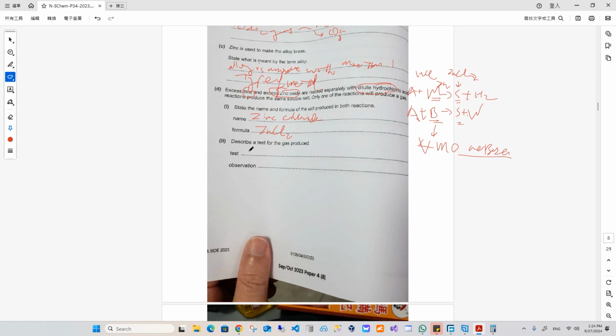Test for hydrogen is to have a burning splinter, right? Burning splinter, a pop sound. Pop sound appears, okay? A pop sound indicates the presence of H2.